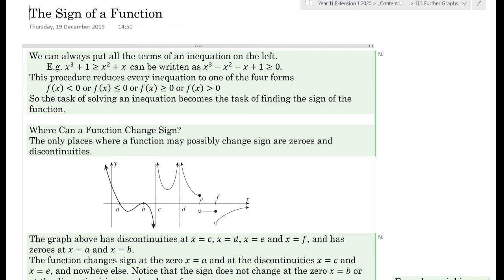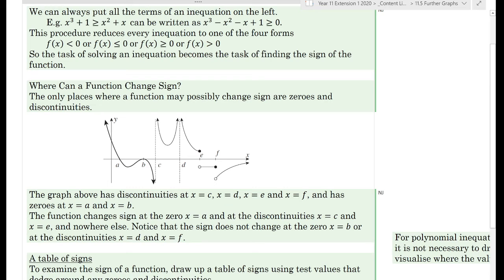So when we solve an inequation, the whole idea of solving it just becomes: whereabouts is the function positive, or where is it negative? A function can only change from being positive to negative in certain spots. That is where it crosses over the zeros, here and here, or when there is a jump or a discontinuity between two of the points.